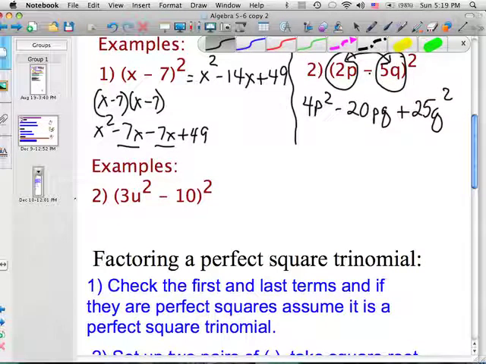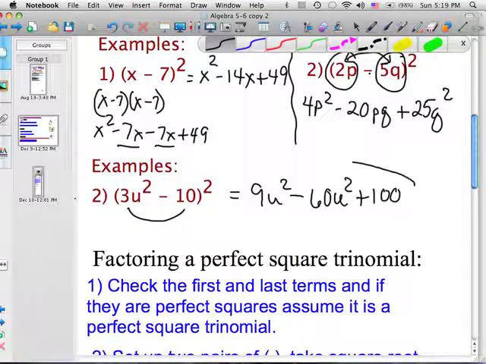Here's another example. First term is squared, 9u squared. The middle term is to multiply these two together, that's negative 30u squared. Double it up, so it'd be negative 60u squared. Last term, negative 10 times negative 10 is plus 100. You can always double check by using FOIL.